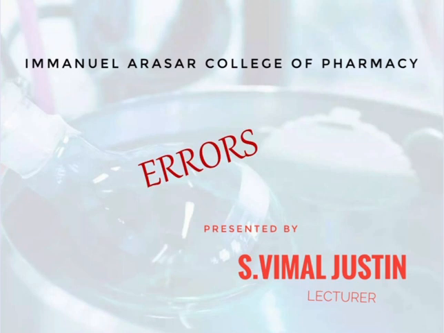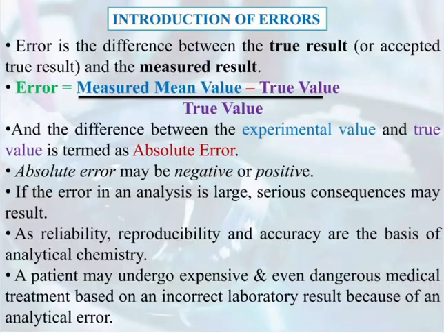Today we are going to discuss an interesting topic which is around us: errors, pharmaceutical errors. Okay, what is error? The definition of error is the difference between the true value and the measured value. While performing an experiment, the result which comes out from the experiment and differs from the accepted value is called error, and it is also known as absolute error. This absolute error may be negative or positive.